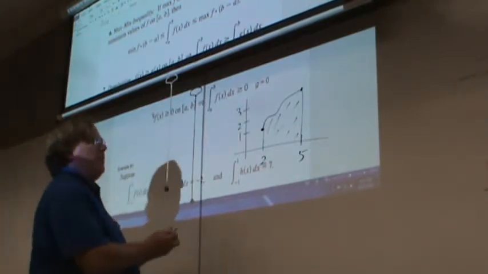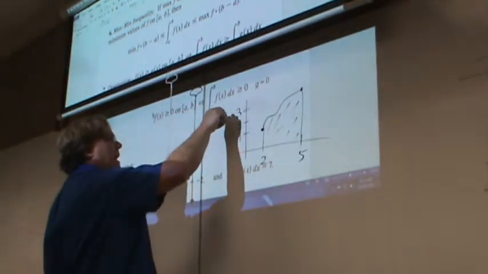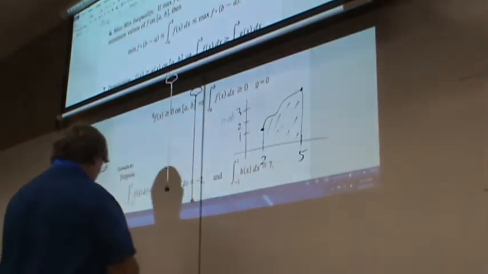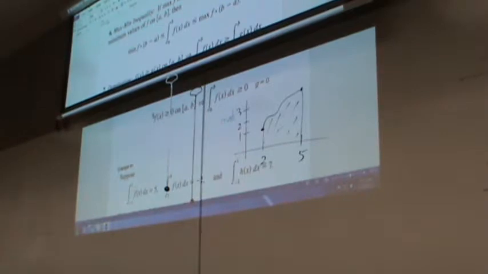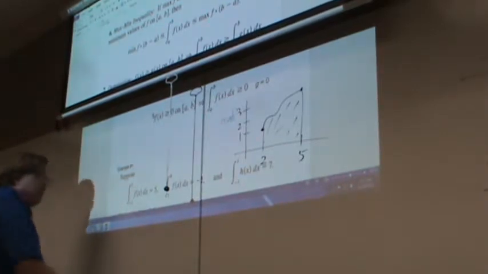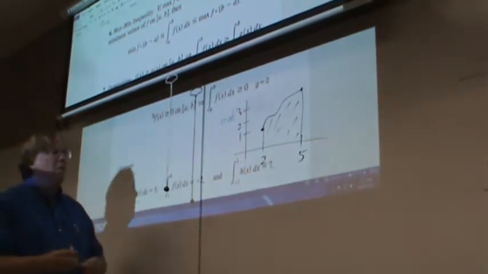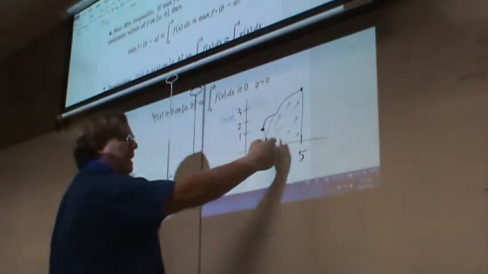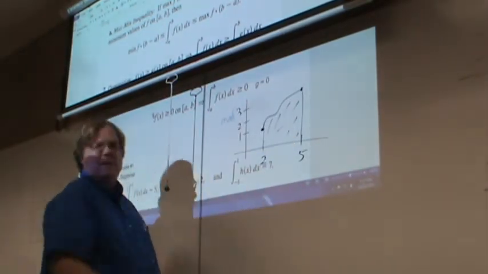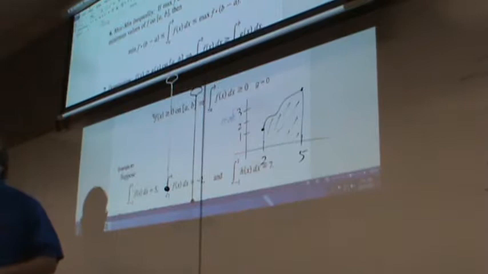Here's the maximum value right here. This is the maximum value of my function f. What are they getting? B minus a times the maximum value of the function.